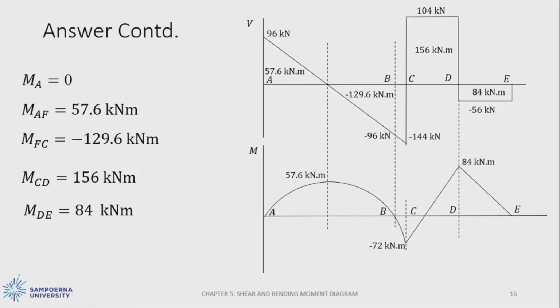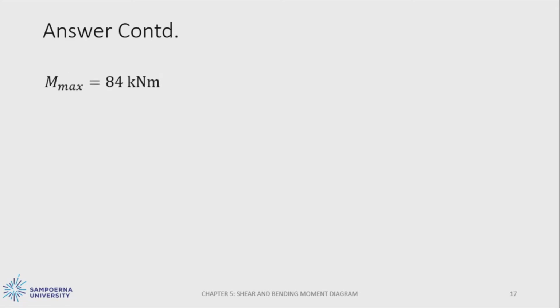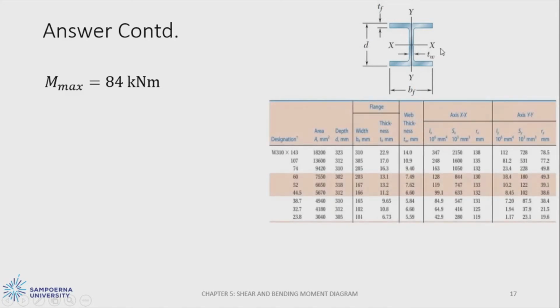From this bending moment diagram, we can see that 84 kilonewton meter is the maximum M. So we have the maximum moment occurring in the system equal to 84 kilonewton meter. So for this wide flange beam, the force is acting in the Y direction. So we will use the XX direction to obtain the data from the table in the appendix.